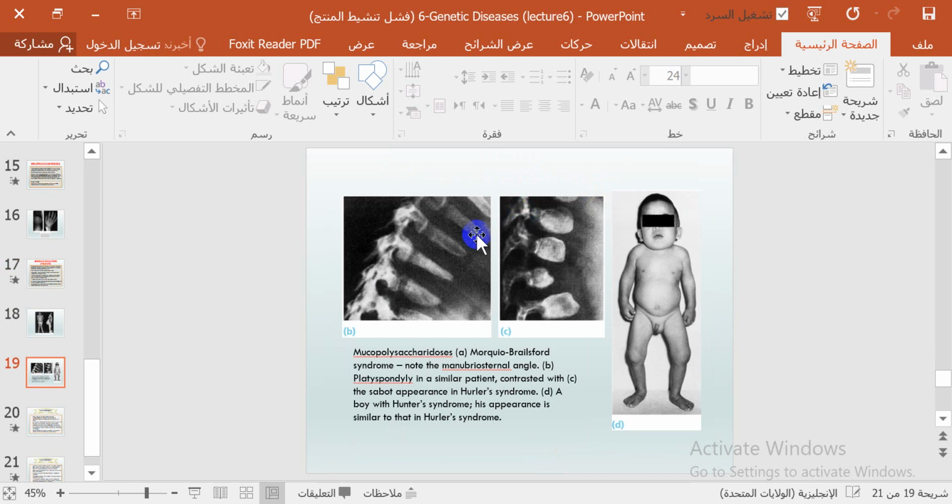Here the spine, flat spine, flat vertebral bodies in mucopolysaccharidosis, this Morquio disease. In comparison with Hurler syndrome, here the appearance is similar to that of the platyspondyly, and in Hurler syndrome also many of them look abnormal, but it is not so pathognomonic as in Morquio disease, where the manubrio-sternal angle is about 90 degrees.